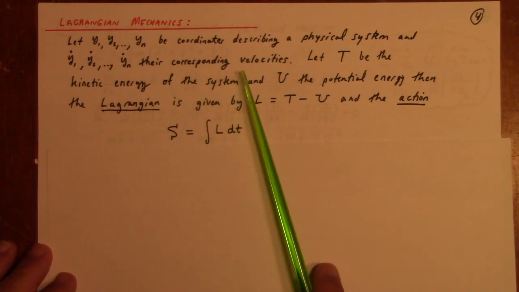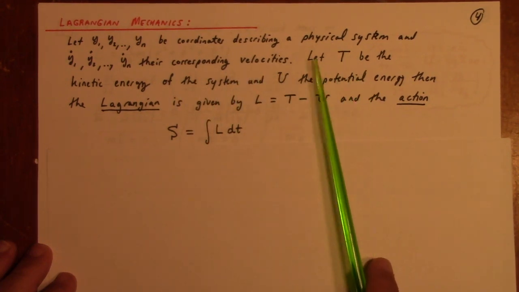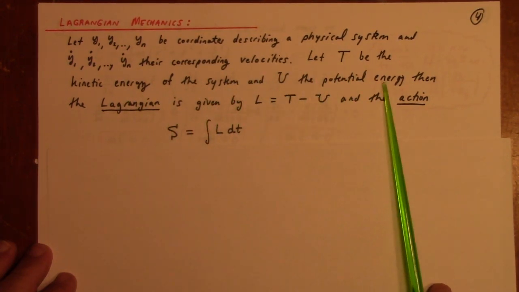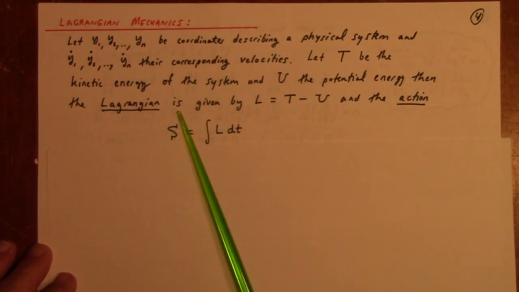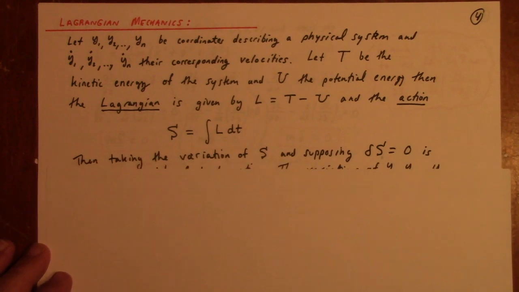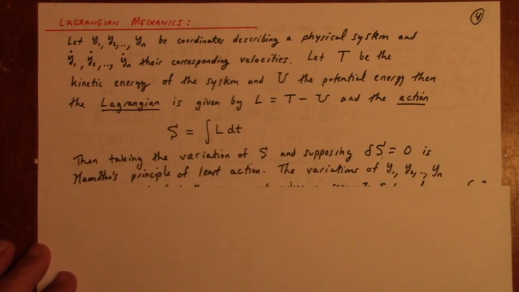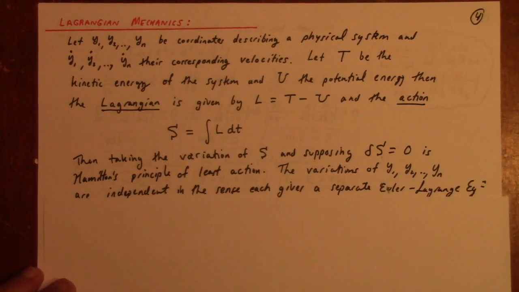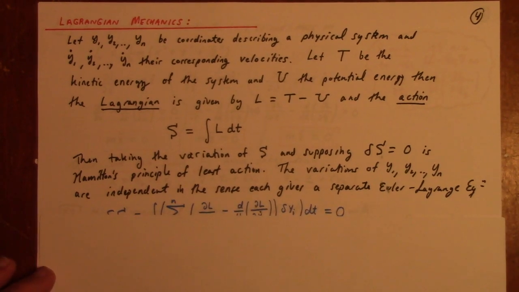We let T be the kinetic energy, and we let U be the potential energy of the system. Then the Lagrangian L is T minus U, and the action is the integral of the Lagrangian. Taking the variation of the action and supposing that the variation is 0 is called Hamilton's principle of least action. In other words, nature is lazy. The variations of y1 through yn are independent, in the sense that each one of them gives a separate Euler-Lagrange equation.